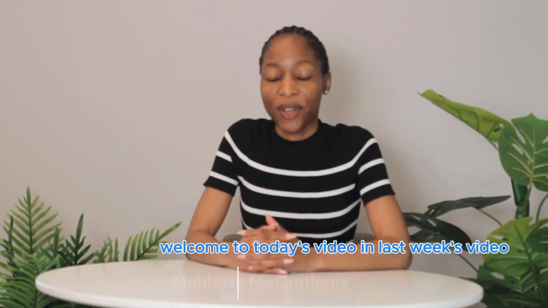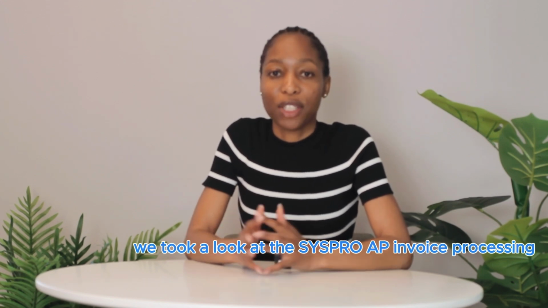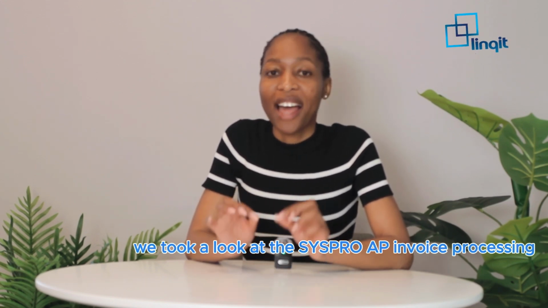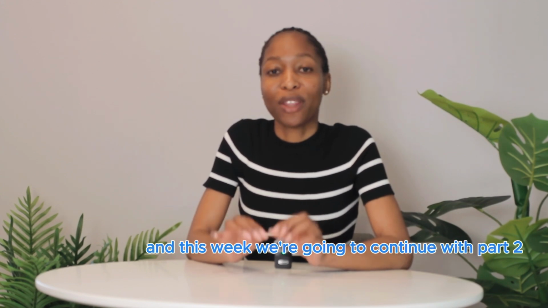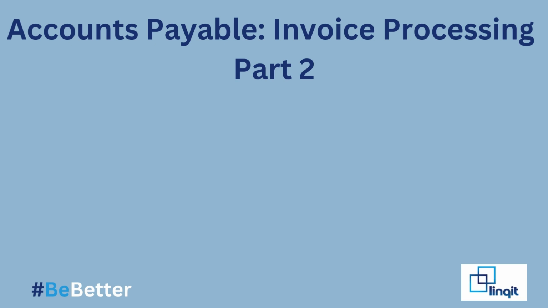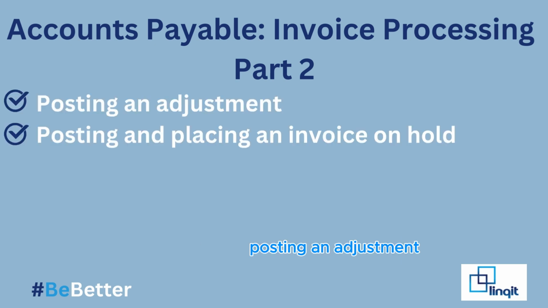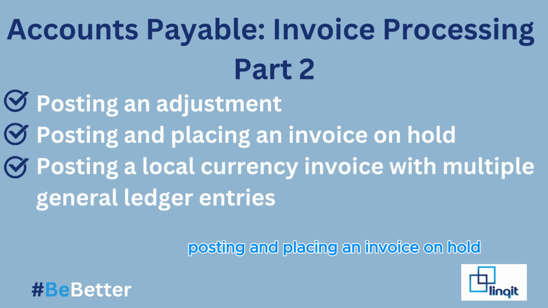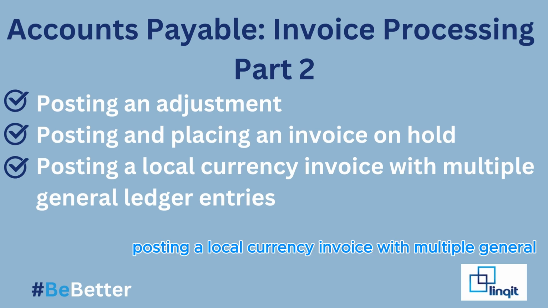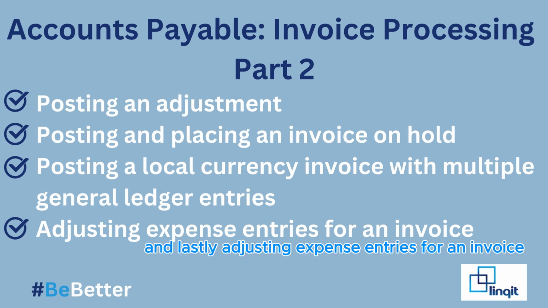Welcome to today's video. In last week's video, we took a look at the Syspro AP invoice processing part 1, and this week we're going to continue with part 2. So let's get started. This video will include the following: posting an adjustment, posting and placing an invoice on hold, posting a local currency invoice with multiple general ledger entries, and lastly, adjusting expense entries for an invoice.